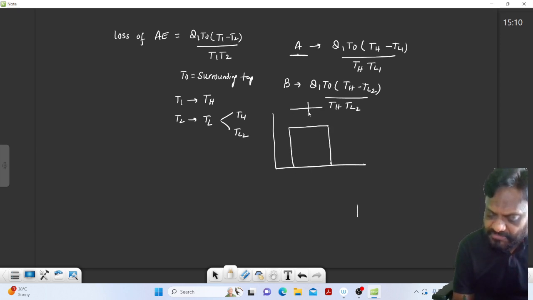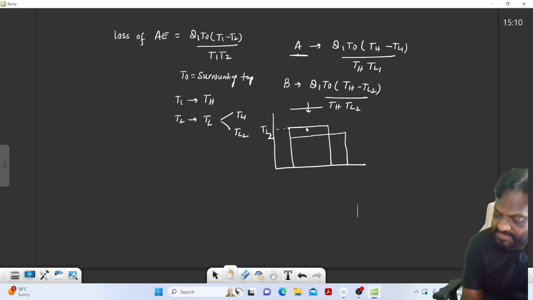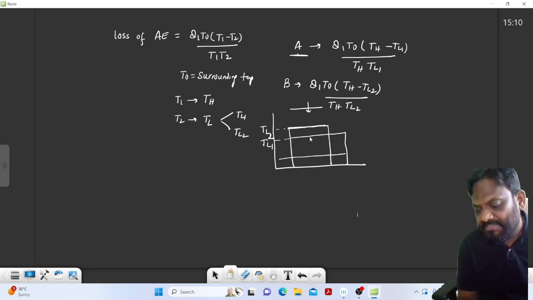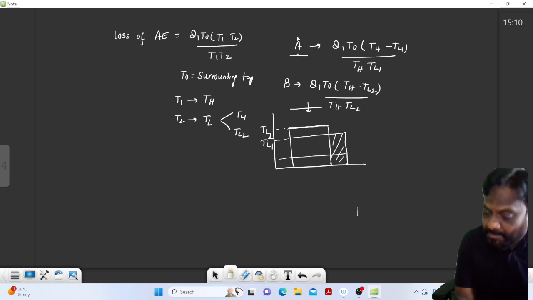So if you observe clearly, this is the heat transfer. The source is at TH, and this is TL1. Now, what is TL2? Look carefully. Let us say this is TL2, and TL1 is lower than this. So this is the second case. Understand carefully: this is TL1, this is TL2, and TL2 is more. If you observe very clearly, the loss of available energy is more when the difference is large. So the entropy generation is more in case A.